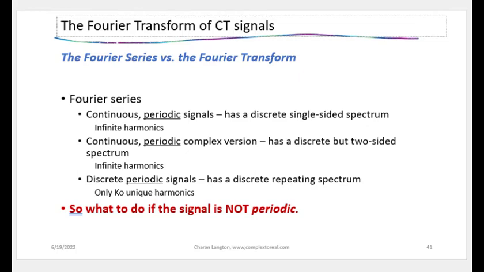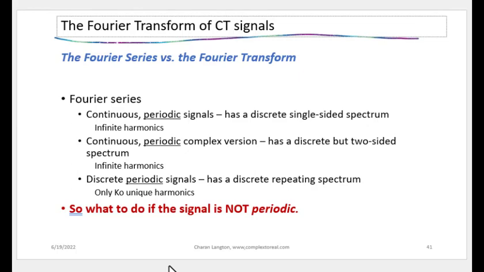Okay, continuing from where we left off in the previous section, this is part 2 of CTFT. Fourier series is applicable to continuous periodic signals and has a discrete single-sided spectrum with an infinite number of harmonics. The continuous periodic complex version has a discrete but two-sided spectrum, which comes about from the fact that the harmonic indexes by which we multiply the fundamental frequency span both sides of the origin.